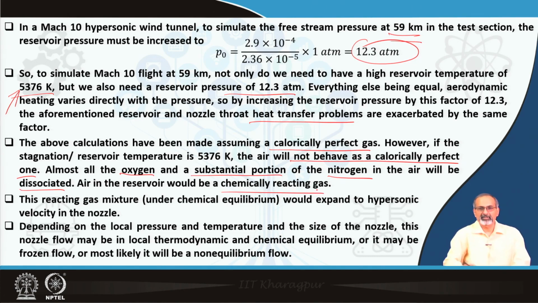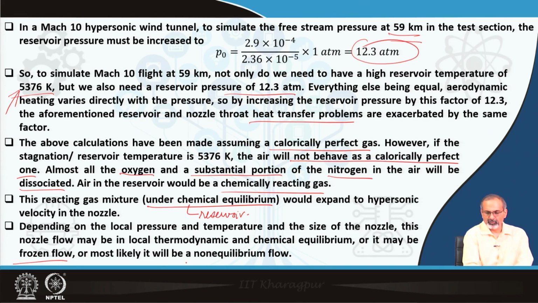This reacting gas mixture under chemical equilibrium would expand to hypersonic velocity in the nozzle. So, the chemical equilibrium hopefully will be at the reservoir end, because it gets enough time of residence or relaxation time over there, so that it really reaches the equilibrium conditions. But as soon as it starts expanding through the hypersonic nozzle, we have serious doubt whether it will really remain that way. Portions of it may be frozen, portions of it may be non-equilibrium, and therefore, it is going to be a complicated flow as it moves through the nozzle.